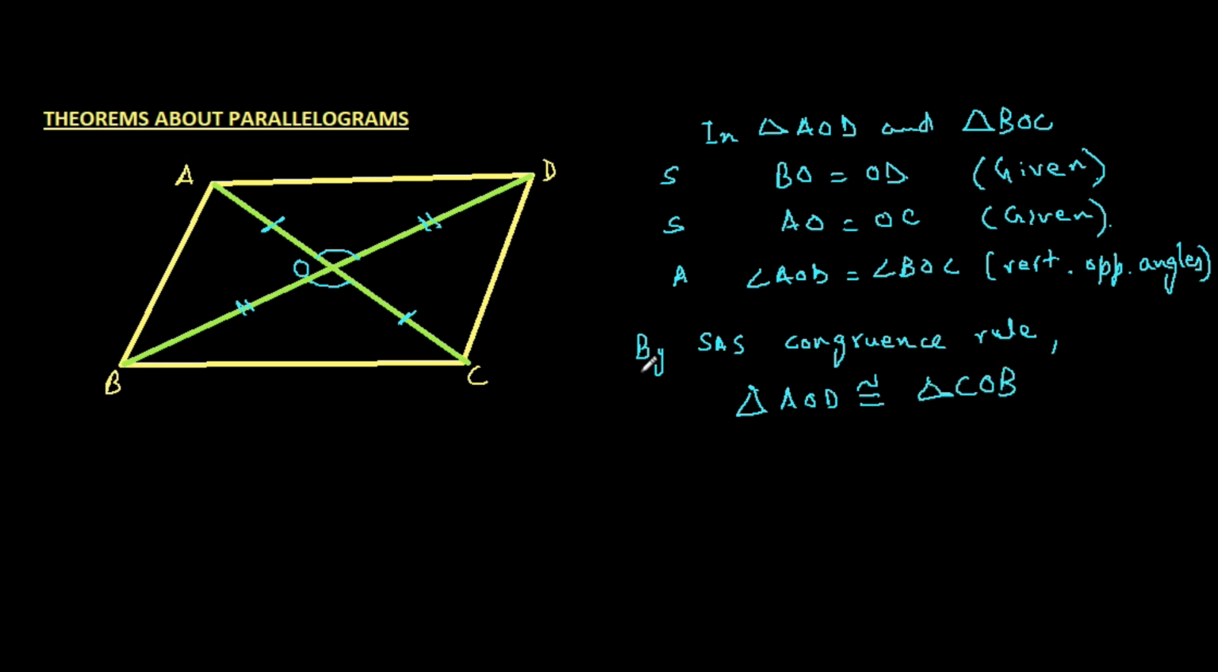And what about the congruence of parts? Well, if we look at this, we can say that angle OAD, which is this angle here, should be equal to angle OCB, which is this angle here. So then we can again write that angle OAD and angle OCB are co-interior angles.